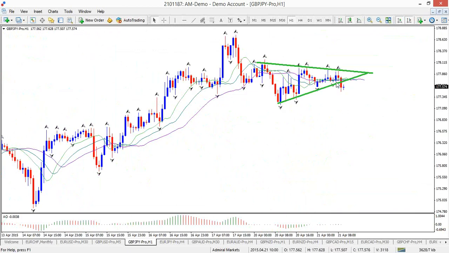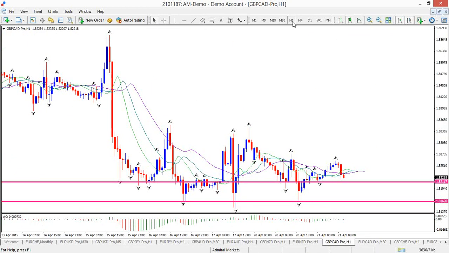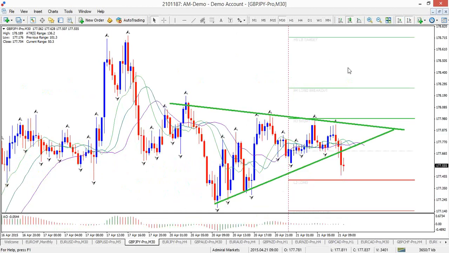Still, pound CAD looks a bit better. The pound yen has flat alligator here. Here too, though. Pound CAD still looks a bit better. I don't know what you think, but both have probably decent potential, though. All right, that's the pound weakness at the moment.